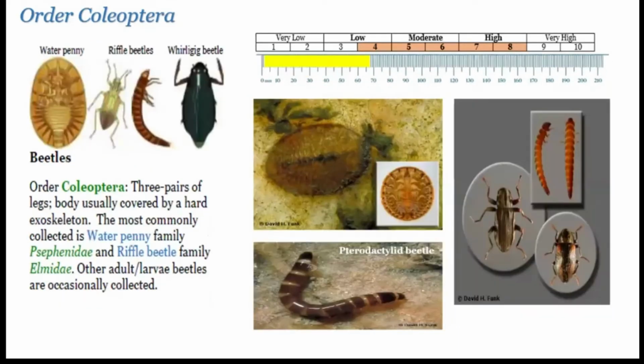Coleoptera is the beetles. This is the largest order of insects, period. There's more beetles than anything else on the planet, but most of the beetles are not aquatic. So few of them are aquatic, most of them are terrestrial. So when you collect BMIs, your number of beetles will probably be lower than most other things, but there are some common ones you might collect. Primarily the water penny and the riffle beetle.